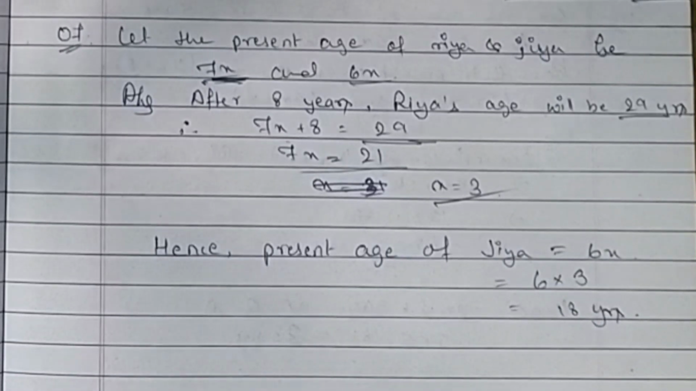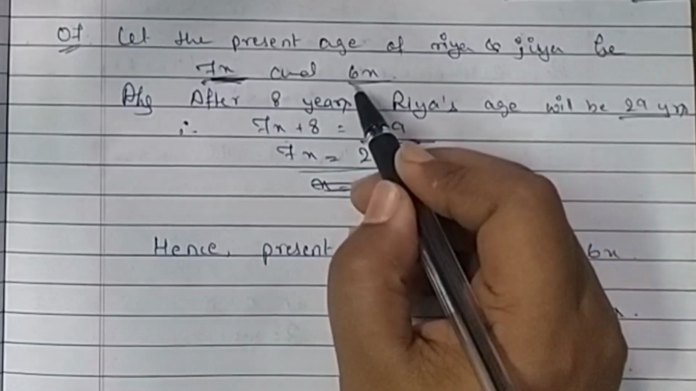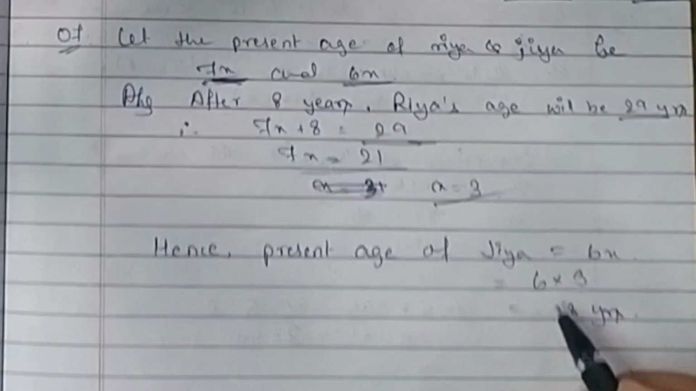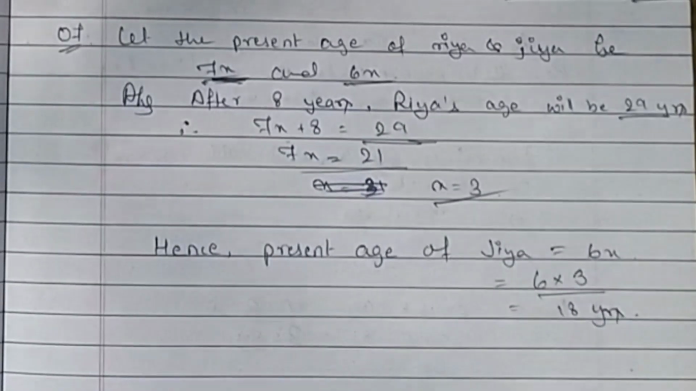So as we have found the value of x, we can find the present ages of Ria and Jia, but we have to find the present age of Jia only. We have assumed Jia's present age to be 6x. So if we put the value of x here, we will get 6 times 3 is equal to 18. So Jia's present age is 18 years.